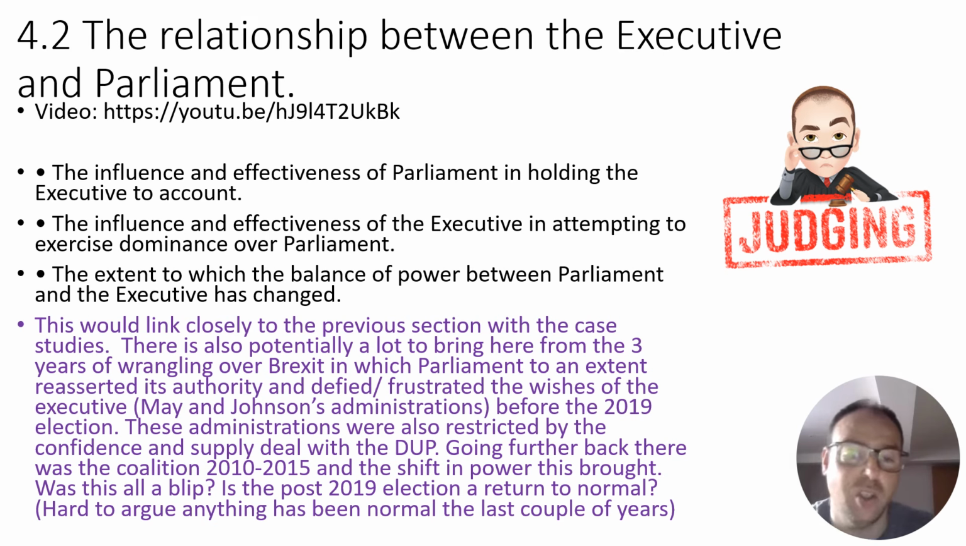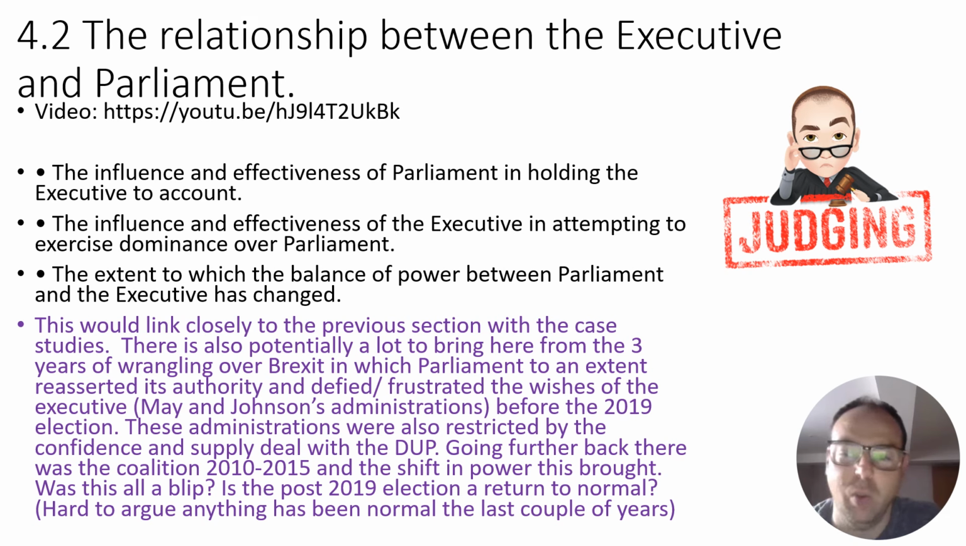The May administration and Johnson's before 2019 were also restricted by the confidence and supply deal with the DUP. Before that, we have the coalition 2010 to 2015, and the relationship then is different, isn't it? Where we haven't got one party with a majority, it has to work with another. And we saw a different way of operating with the four key individuals, two Liberals, two Conservative, in the cabinet rather than cabinet as a whole. And all of this has brought shifts in power at different points in time.